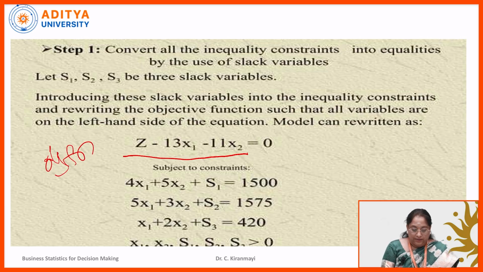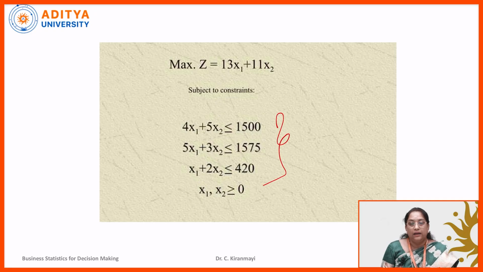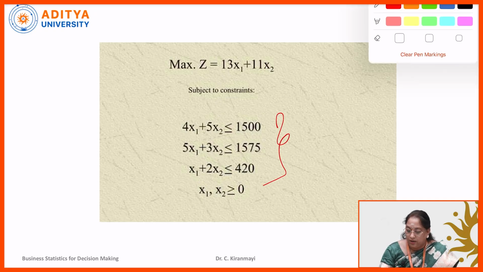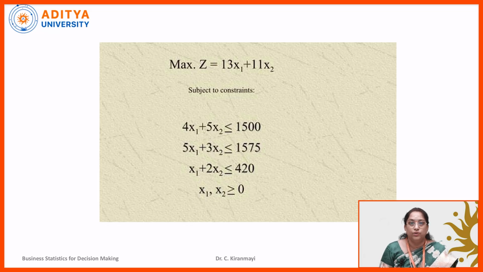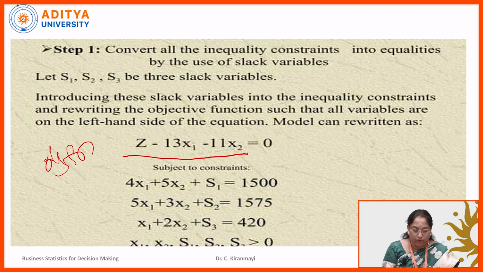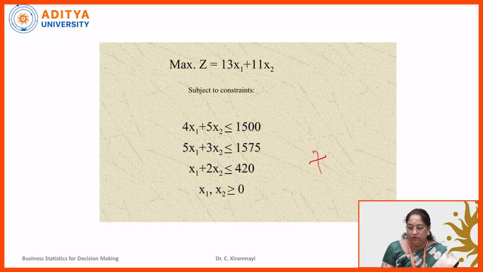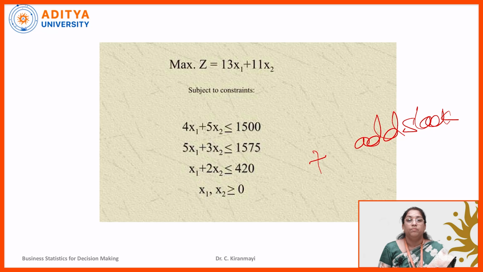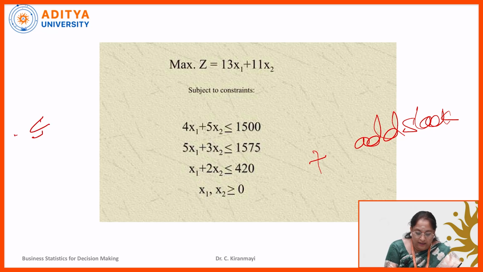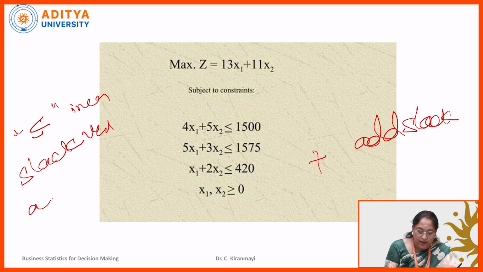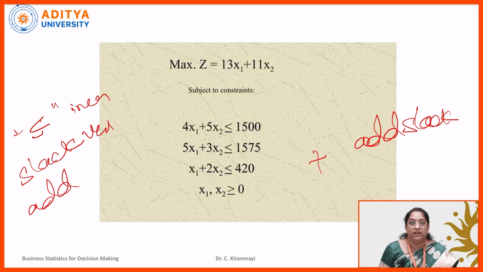Since all the constraints are less than type, we have to use slack variables. Remember, slack variables are to be added to less than type. For less than type inequalities, we introduce slack variables which we add to the inequalities in order to transform them into equations.